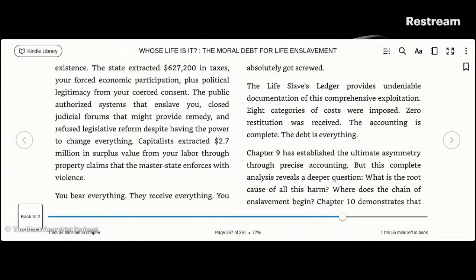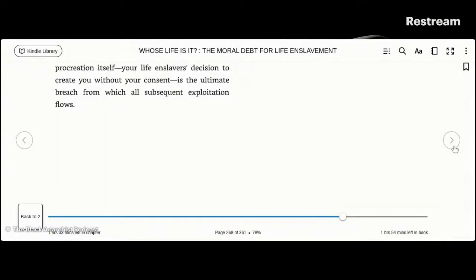Chapter 10 demonstrates procreation itself. Your life enslaver's decision to create you without your consent is the ultimate breach from which all subsequent exploitation flows.